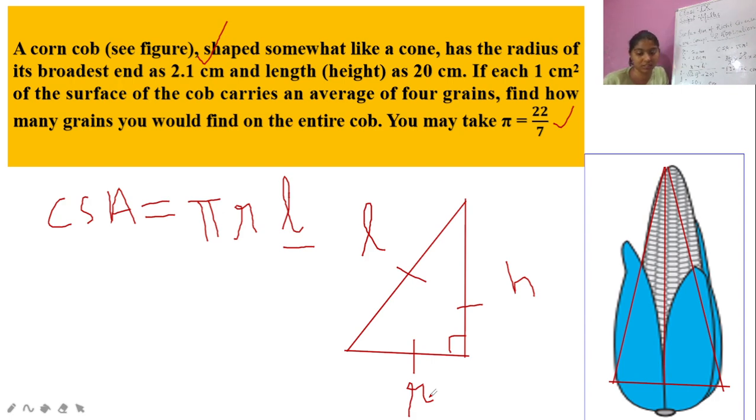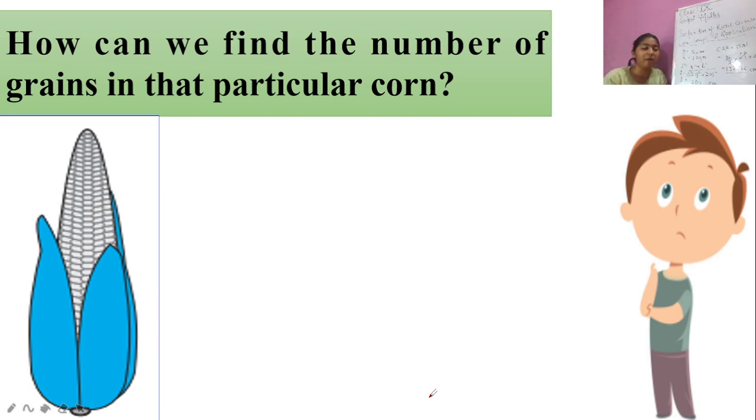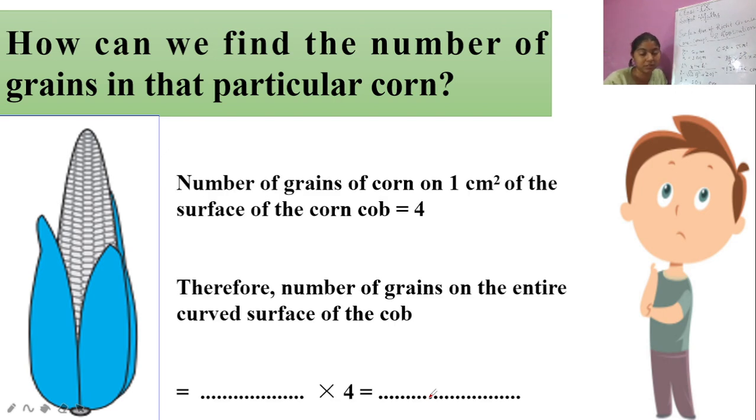Now students, let's see what we have to do. Now you have to calculate the number of grains in that particular cone. How many grains are there for that cone? We are given the number of grains of a cone for 1 centimeter square. We can say that 4 are there, right? So what we will do is multiply our curved surface area by 4. So we get the number of grains on the curve.